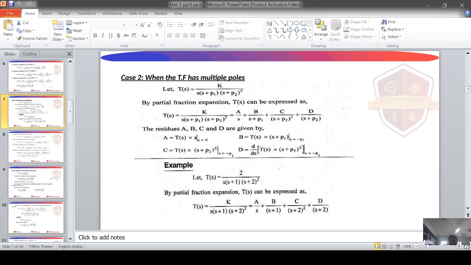In this case, for T(s), we have to introduce four variables: A divided by s plus B divided by (s plus p1) plus C divided by (s plus p2) whole square, and again D divided by (s plus p2). Then we have to find the residues A, B, C, D.